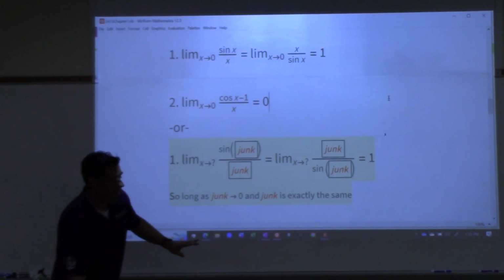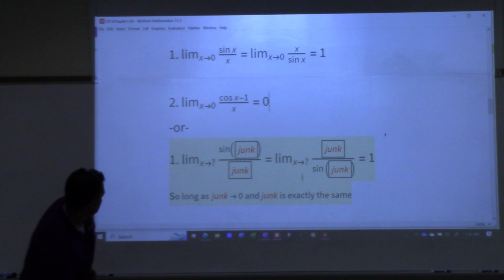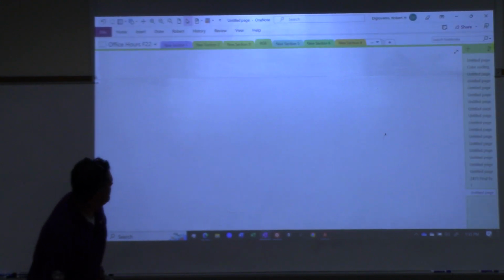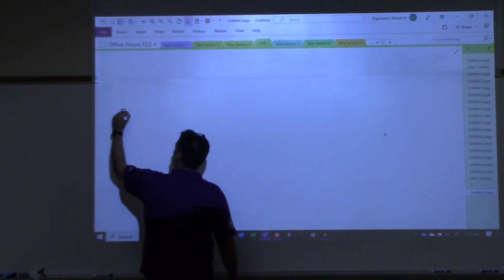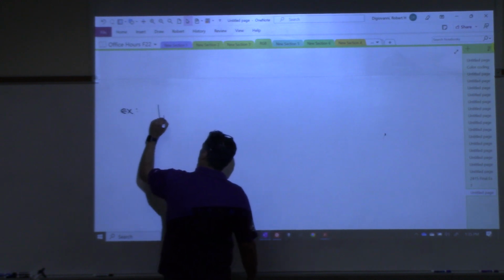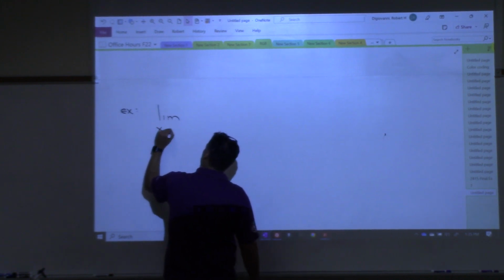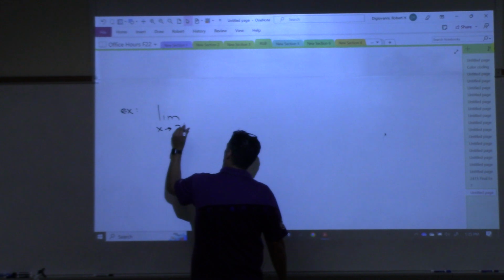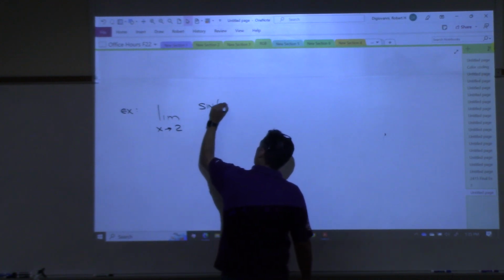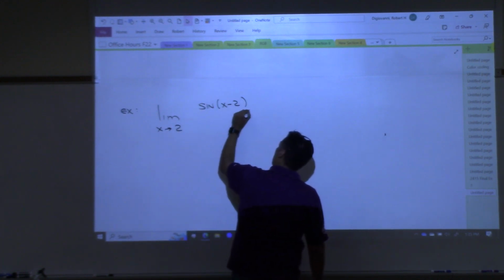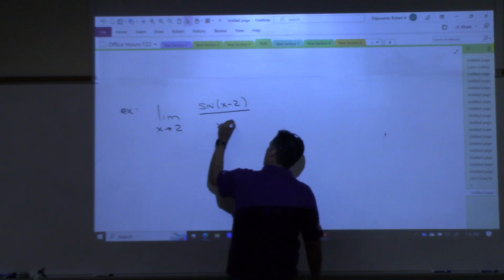Let's do an example of that and then I'll talk about the next one, all right? So how about something like this? Let's do the limit as x approaches 2 of sine of x minus 2 over x minus 2.